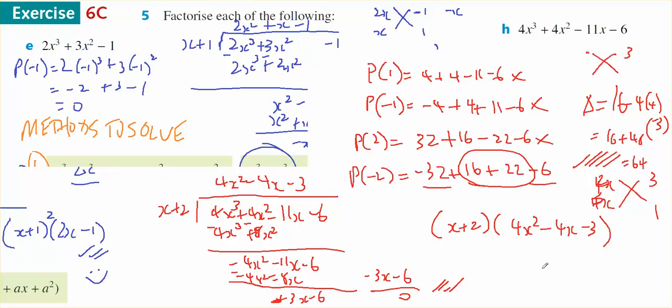So what does the quadratic formula tell me? My x equals minus b, so 4, plus or minus the square root of 64, all on top of 8. 4 plus 8 on 8, or 4 minus 8 on 8, will give me 12 on 8, which is 3 on 2, or minus a half.